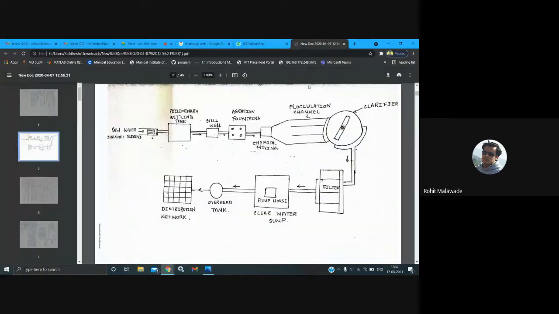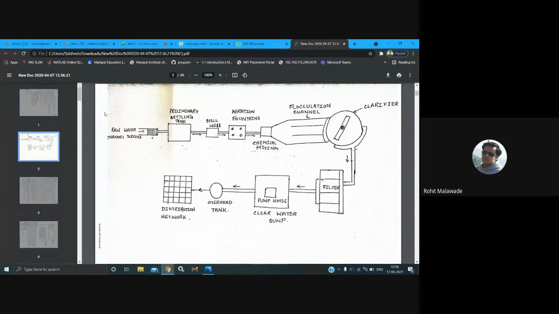Okay. So in the previous classes, we were discussing the unit flow diagram of your water treatment plant. In a water treatment plant, we first have the raw water. Then the raw water passes through the screens. In the screens, all the larger floating material is removed.